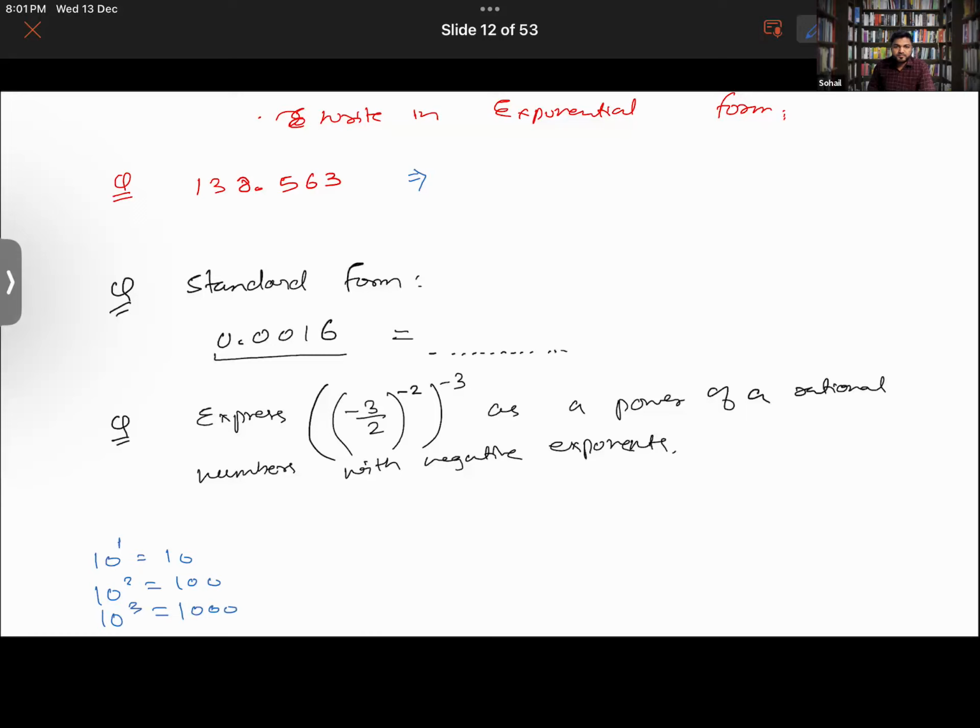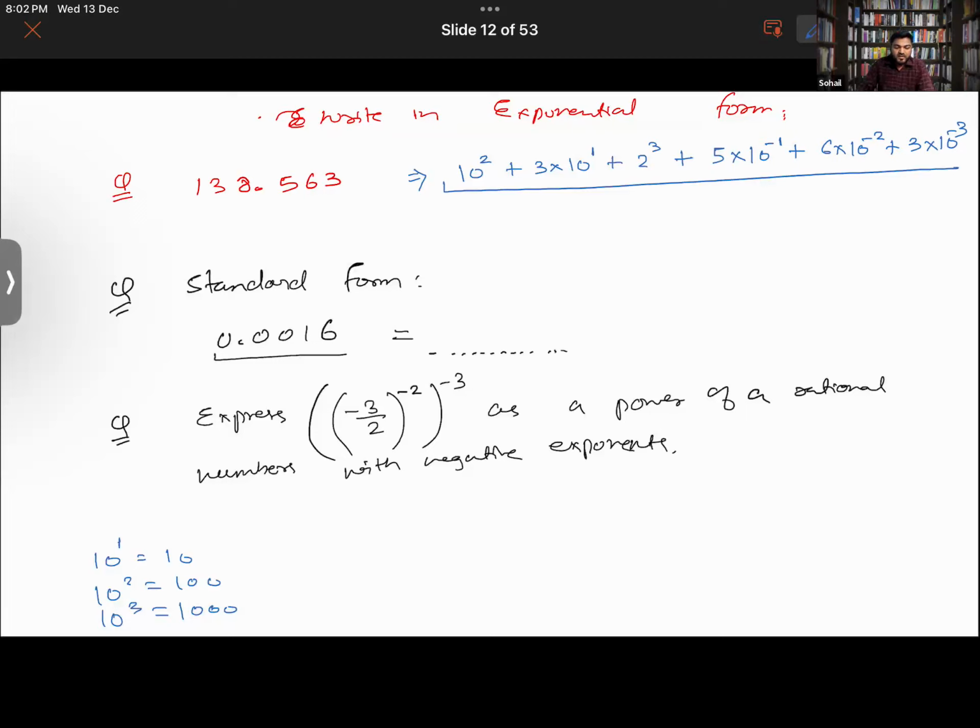And we can write 8 as 2 raised to the power 3. Exactly, that is what I'm talking about. Okay, so you'd be writing 10 raised to the power 2 plus 3 into 10 raised to the power 1. That is correct. And 8 can be written as 2 raised to the power 3. Okay, sir. And then 5 into 10 raised to the power minus 1 plus 6 into 10 raised to the power minus 2 plus 3 into 10 raised to the power minus 3. Okay, else everything is correct. Okay now. Yes, sir.